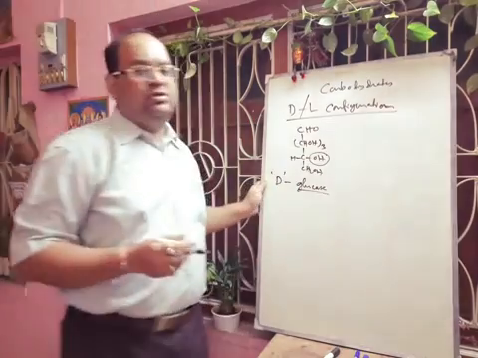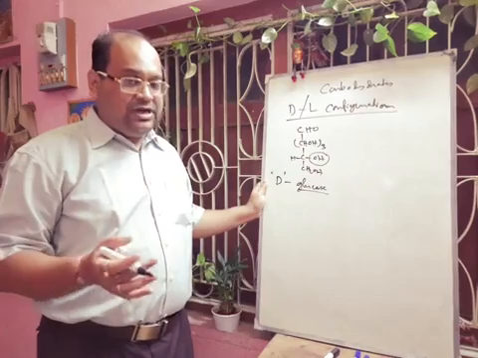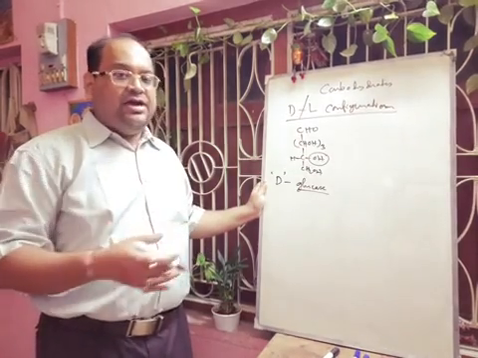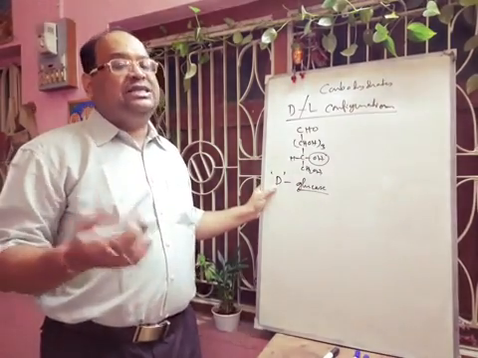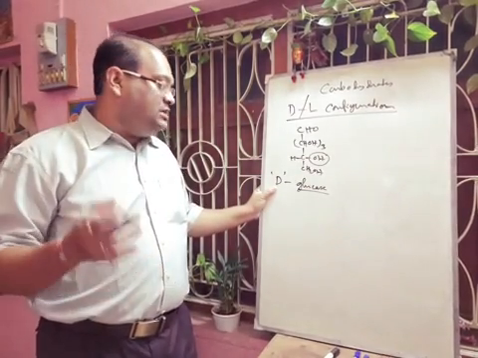This one is called D-glucose. I am not saying that this one is dextrorotatory. It may be dextrorotatory, but this D is not indicating whether it is dextrorotatory or levorotatory. It is only simply the nomenclature.